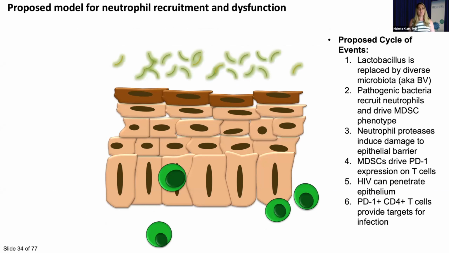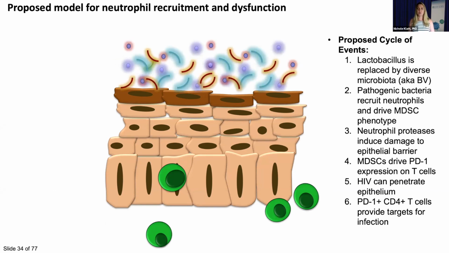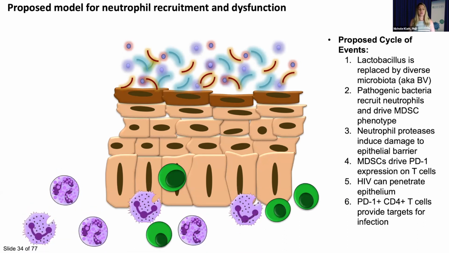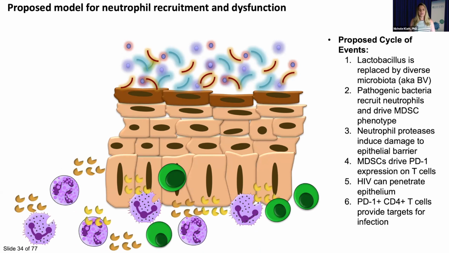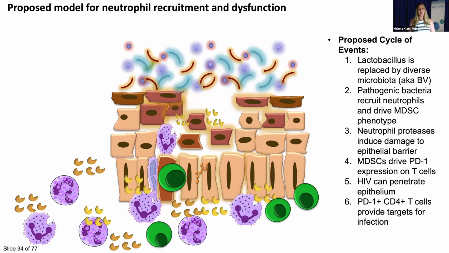So the model that we like to propose for how this happens is that you have this nice Lactobacillus in an ideal environment with homeostatic cells and cytokines and an intact barrier. But when that Lactobacillus is replaced by diverse microbiota, in the context of bacterial vaginosis, then that brings in these neutrophils. The neutrophils release all these proteases and can break down that barrier, causing barrier damage.